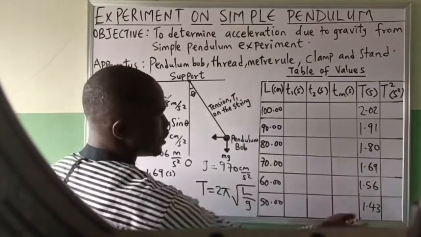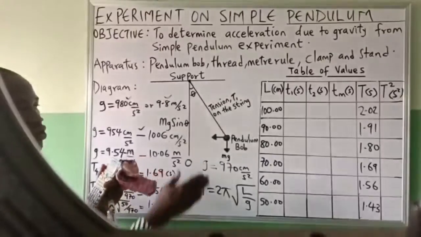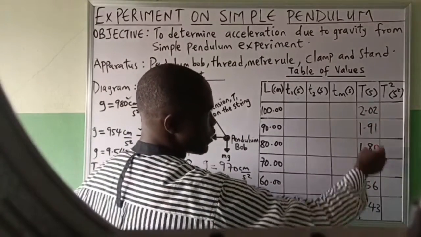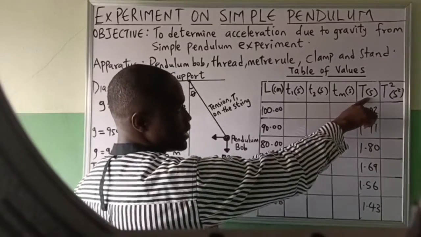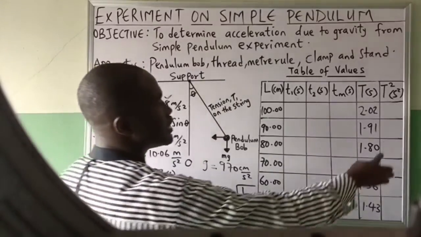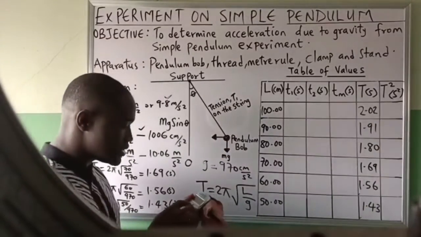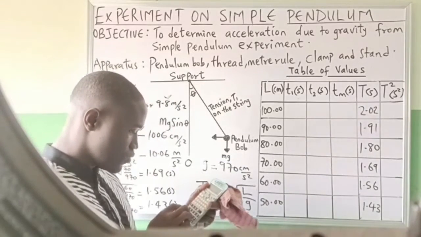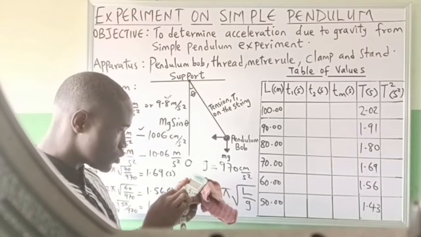I put it to be in 2 decimal places so that they will be uniform. I don't include seconds to it because already the heading is bearing seconds. Then after this, I have to get this value, and to get it, I will be squaring each of this value of T, which is 2.02 squared.